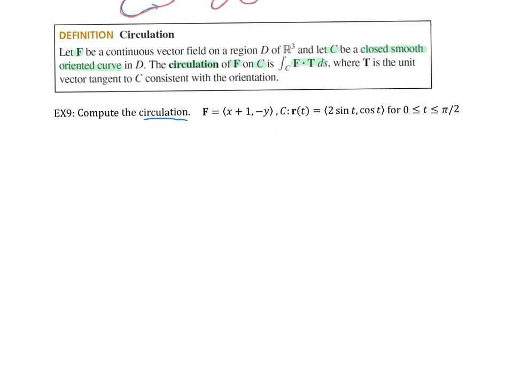And we have our vector field, it's already given to us, and we also have our curve. So in this case, r of t is 2 sine t, remember that would be your x, and cosine of t would be your y. And my t values are going from 0 to pi over 2. So computing the circulation is simply computing the line integral. In this case, we're going from 0 to pi over 2.